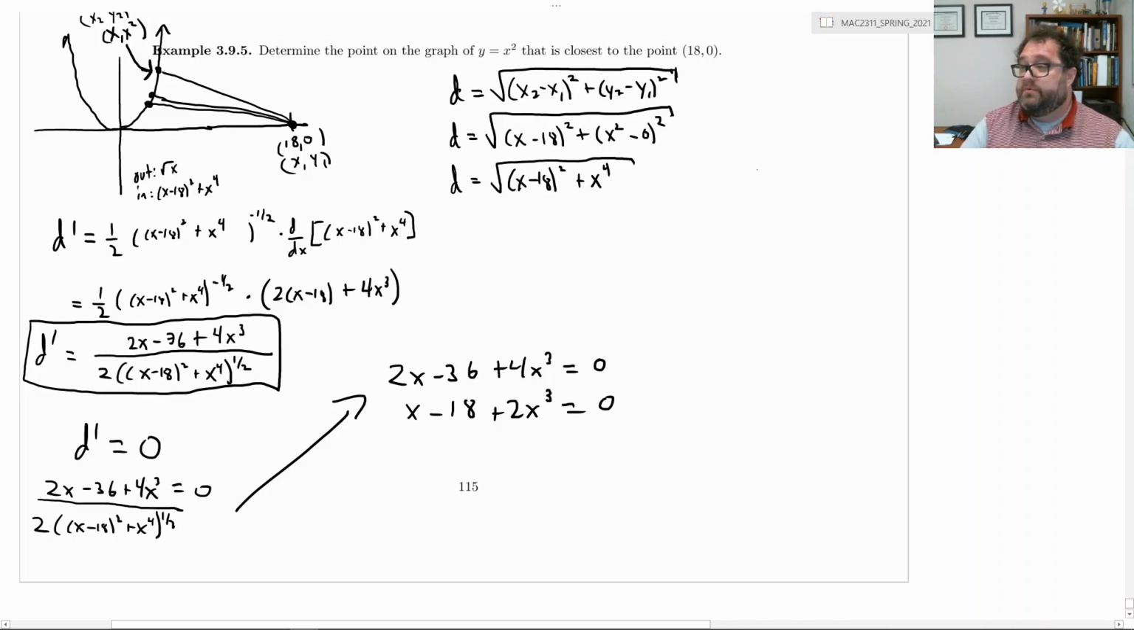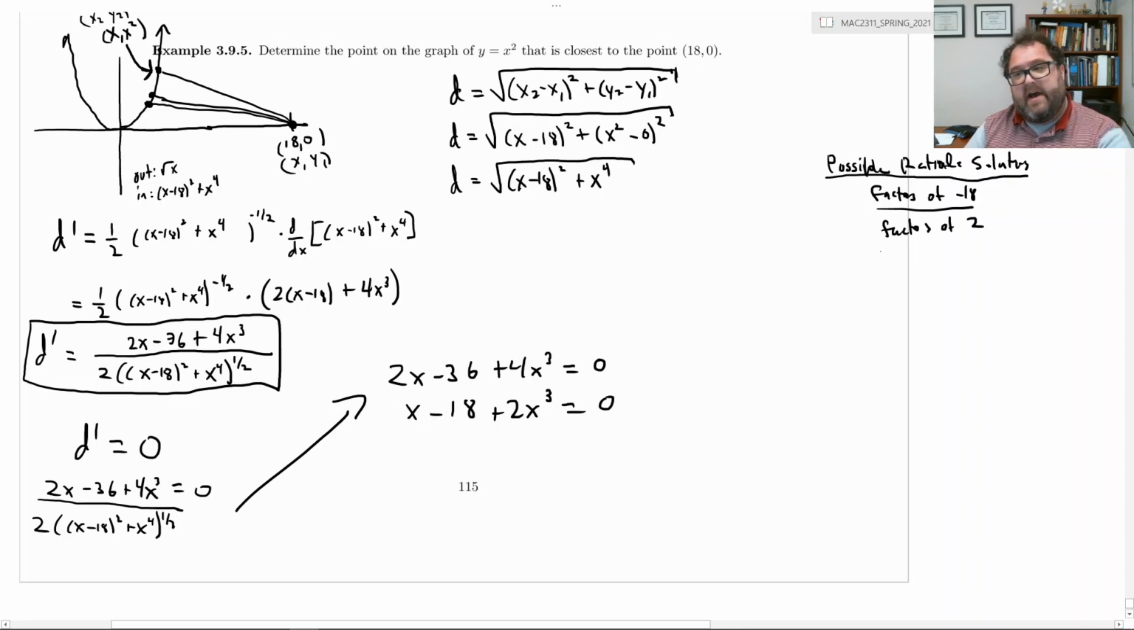Possible rational roots, so possible rational solutions, are going to be factors of the constant, so factors of negative 18, over factors of the leading coefficient 2. All right, so there's probably going to be a lot of these. So what do you have?